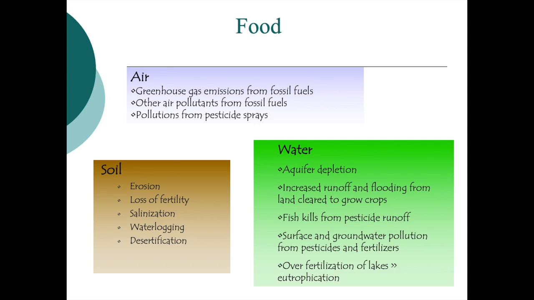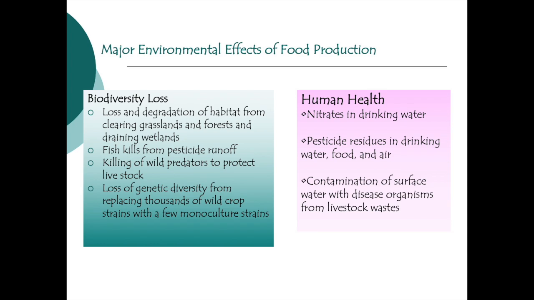We also have to spray lots of pesticides and herbicides and fertilizers because we have to grow lots and lots and lots of food to support that population of 7.3 billion people and growing. Now, those are the things that we do. These are the effects. Because of the way we grow food, we have soil erosion. And as we have soil erosion, we have loss of fertility.